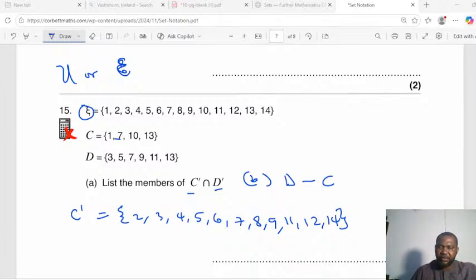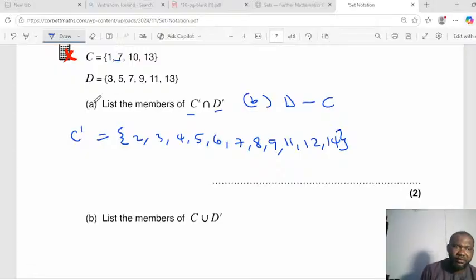Any other person? Tony George, yeah? Okay, good. So that's C complement. Any other person? Okay, good. C complement means elements that are not in C. Blessing, good. Okay, so let me continue.